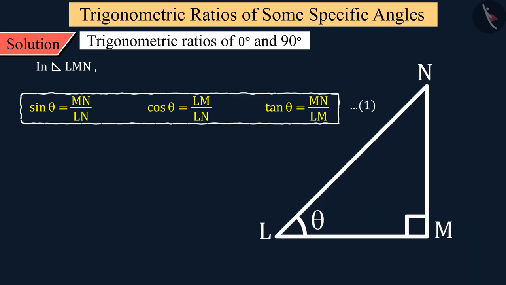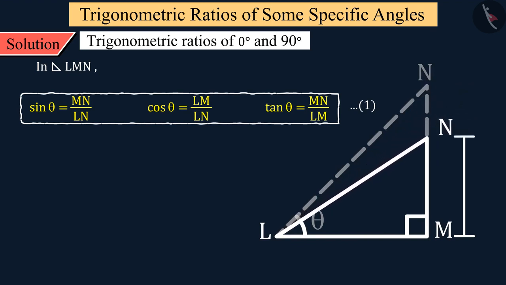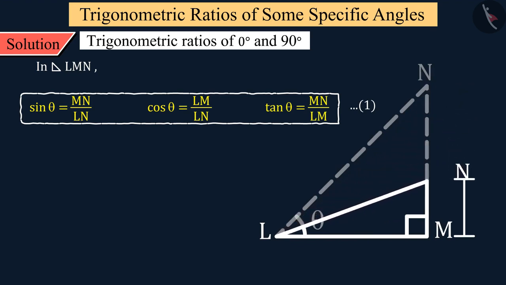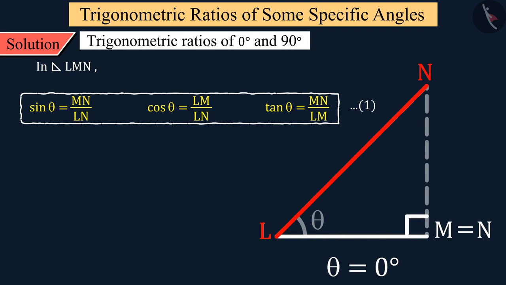But if we slowly reduce the theta angle of right angle triangle LMN, then we see that the length of side MN also reduces accordingly. And at last we see that the point N comes so near to point M that the value of angle theta reaches near to 0 degrees. Then, the length of side LN remains similar to the length of side LM.